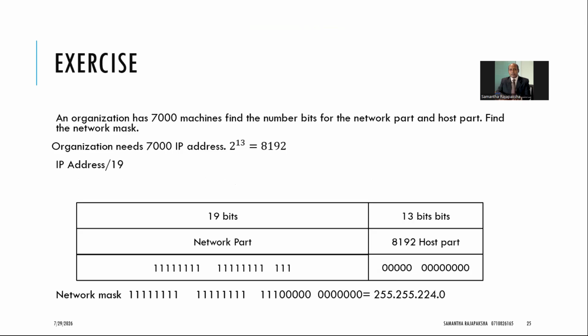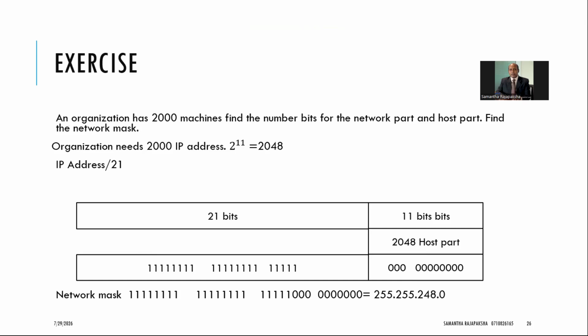Like if you take this other example, 7001, then you can see 13 bits for the host, 19 bits for the network. Then you can make 19 bits 1, 13 bits 0. Then it is equal to the decimal corresponding value 255.255.224.0. So like this, you must be able to calculate the network mask. I don't think it's a difficult task.